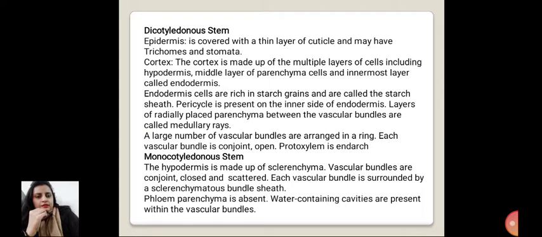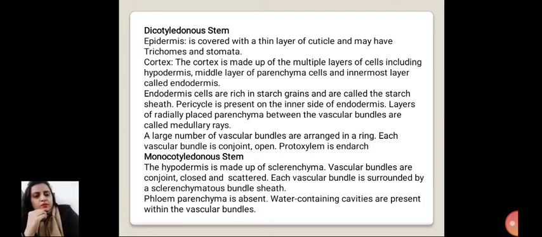Layers of radially placed parenchyma between the vascular bundles are called medullary rays. And we see the structure, a large number of vascular bundles are arranged in a ring. Basically, in the structure, each vascular bundle is conjoint open, protoxylem is endarch. Open means between xylem and phloem there is a layer of cambium cells present.